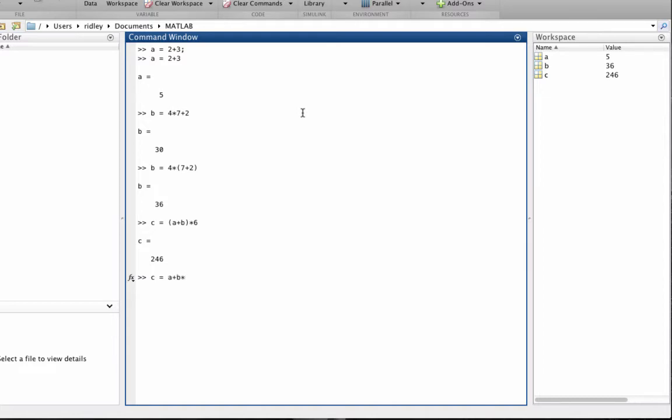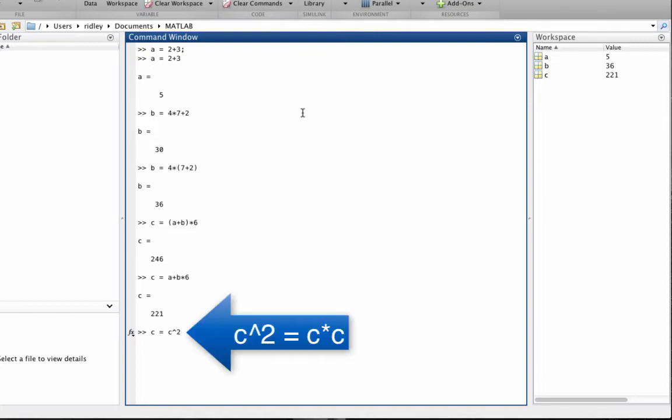Now, an interesting thing is that you can set c equal to c, the value itself, squared, and then you get a very large value. So it took that value of c and reassigned it.